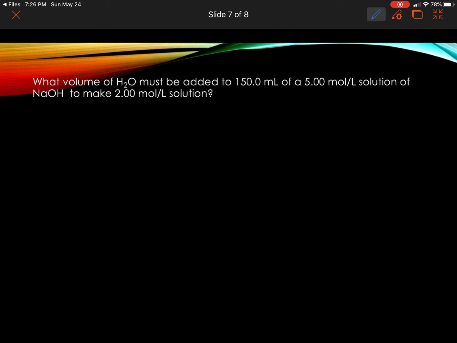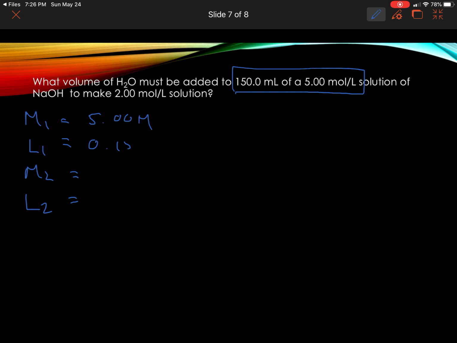Okay, let's do another example. What volume of water must be added to 150 milliliters of a 5 molar solution of NaOH to make a 2 molar solution? Okay, so M1, L1, again, M2, L2. My first condition there, I've got 150 milliliters of a 5 molar solution. So that's going to be my initial conditions here. So 5.00 molar, and I've got 0.150 liters here.